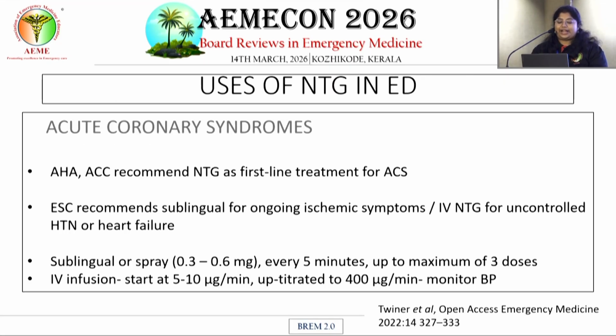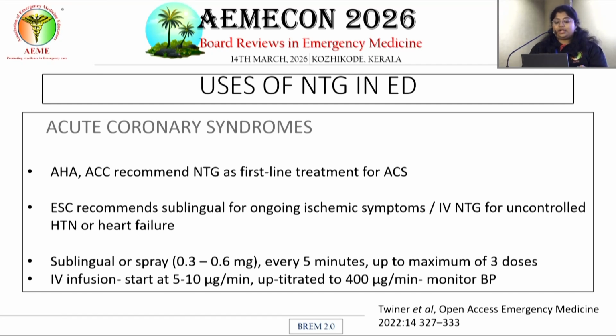Coming to the uses of nitroglycerin in particular, in the ED, for acute coronary syndrome, the AHA and the ACC recommend nitroglycerin as the first-line treatment, and the ESC recommends sublingual NTG for ongoing ischemic symptoms, or IV NTG for uncontrolled hypertension or heart failure in ACS. So the BP control in these cases results in ischemia control also. It reduces the myocardial oxygen demand. And if the pain is not controlled with sublingual, an IV infusion can be started. Make sure to rule out all the contraindications of nitroglycerin before starting it in these patients.